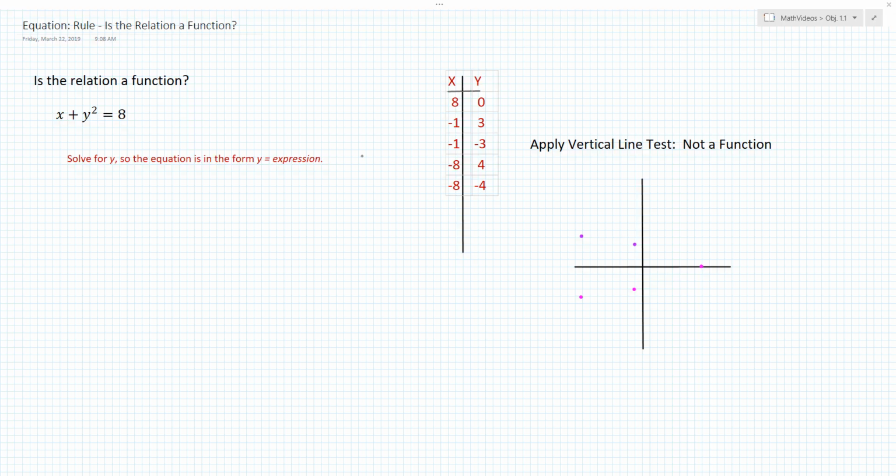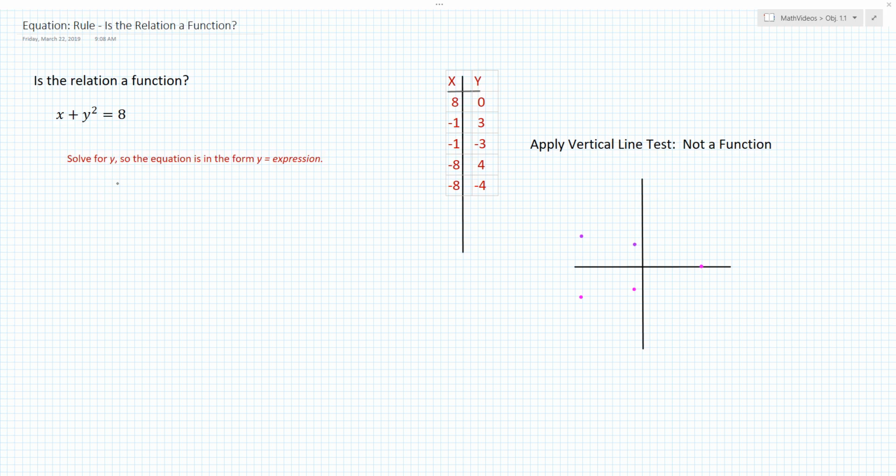Now let's go ahead and take a look at one more example. And the question is still, is the relation a function? Our relation is in the form of an equation, x plus y squared equals 8. In order to determine whether an equation is a function, it's important that the y is solved for. If it is not, then you need to go through the algebra to get the y by itself.